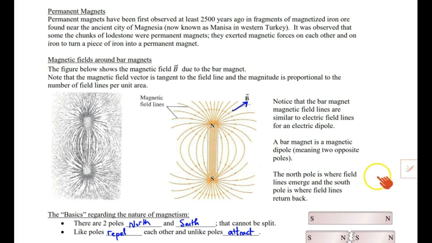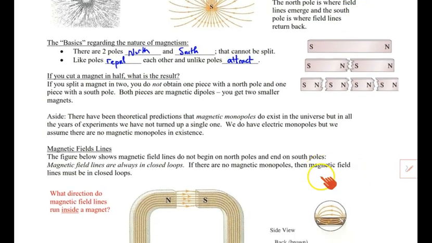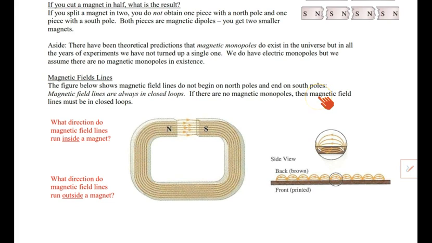Moving down to the bottom of the notes, I talk a little bit more about magnetic field lines. And we see that this picture over here kind of gives you a better illustration of what's happening with magnetic field lines. The magnetic field lines outside of a magnet run from north to south, as you can see in this region right in here. But on the inside of the magnet, if you look carefully, you'll notice that it goes from south to north.